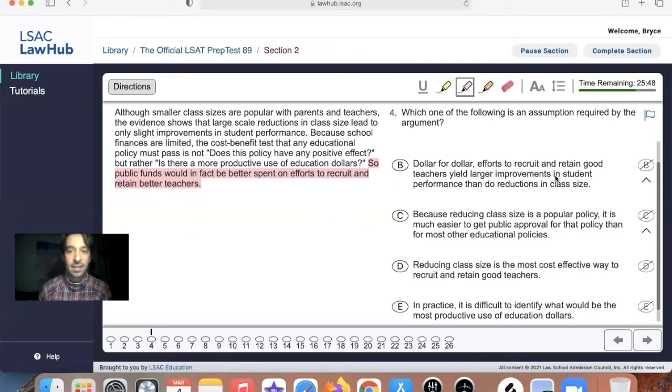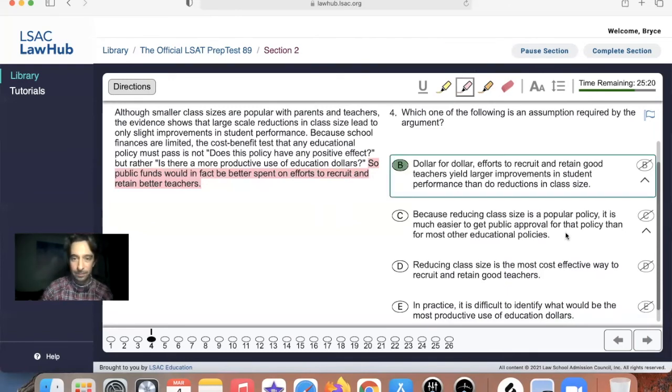Let's do the test. Okay, what if we negated this? What if dollar for dollar, efforts to recruit and retain good teachers did not yield larger improvements in student performance than reduction in class size? Well then, this argument, that public funds would be better spent on efforts to recruit and retain better teachers, would be ridiculous. The argument would completely fall apart. It's over for this argument. It's a dumb argument. We don't want it. So B is the correct answer.